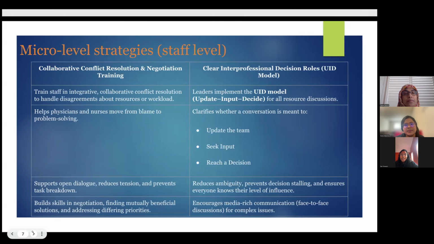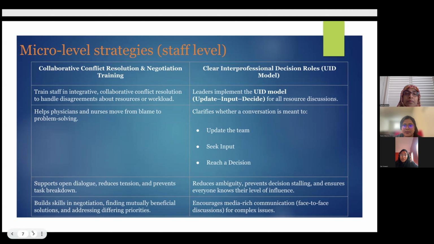Here we are seeing the micro-level strategies. These are actions staff and frontline teams can apply. The first strategy is collaborative conflict resolution and negotiation training. Because resource disagreements often cause tension between nurses and physicians, staff need skills to resolve conflicts in a constructive and integrative way. Collaborative approaches focus on finding mutual solutions rather than placing blame.